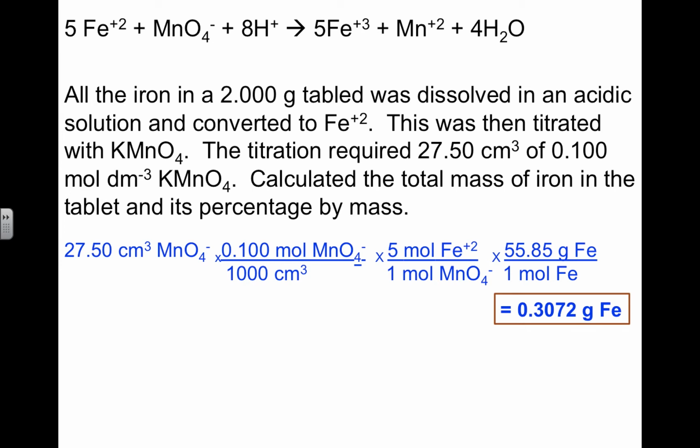The other part that it asks for is the percentage by mass. Well, remember, percent by mass is ultimately the part out of the whole. So the 0.3072 grams out of the 2 grams. And I'll multiply that by 100 to convert it to a percent. Okay.